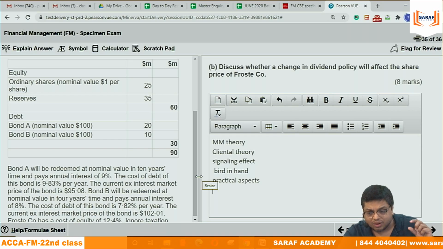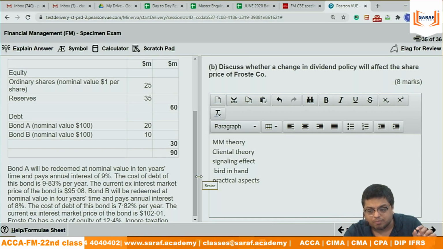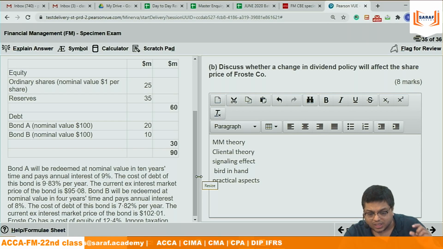In 15 minutes you can type around 20 lines, because your speed would be at least one line in 1 minute. The general speed is about 1.5 lines in 1 minute. So in 15 minutes, you should be typing around 20 lines. Those 20 lines should not be Roman 1, Roman 2 points. Laddus you will be getting.